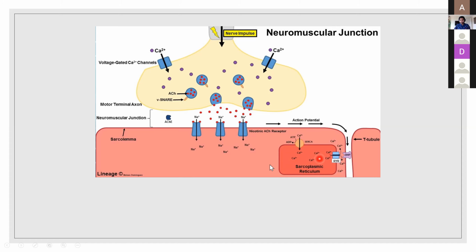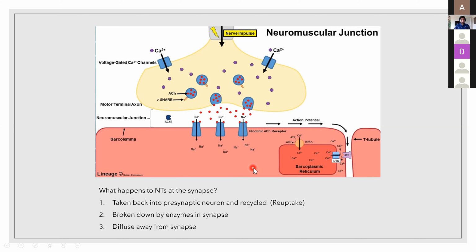How that calcium does it, that's a completely different process. That's something you don't need to worry about for now. Something that we do need to note though, that's important in terms of pharmacology, is what happens to these neurotransmitters after this process at the synapse.